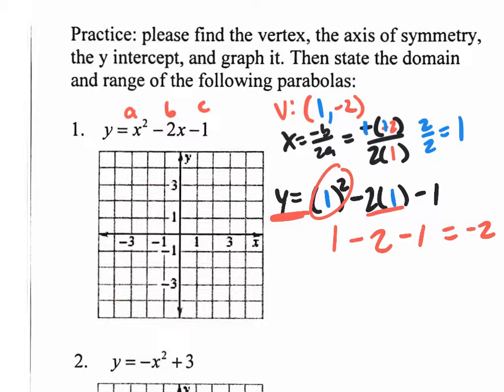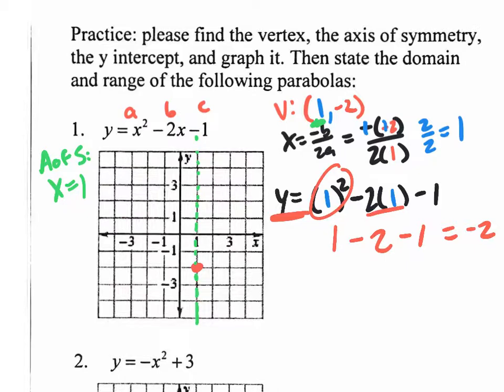So my most important point is at the location 1, negative 2. Let's put a dot right there. 1 on the x, negative 2 on the y. There it is. The next most important thing to do after graphing your vertex is what? Axis of symmetry. Thank you very much. Draw your axis of symmetry. You could even jot down some notes. A of s, the axis of symmetry equation is x equals what? X equals 1. The x value of your vertex.